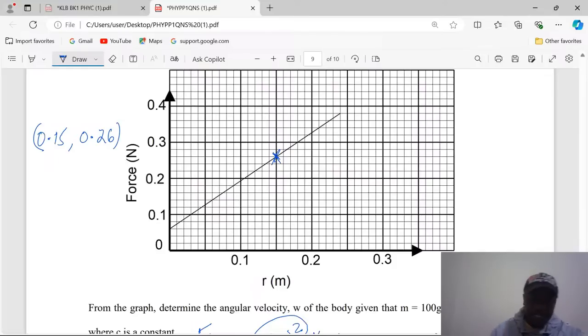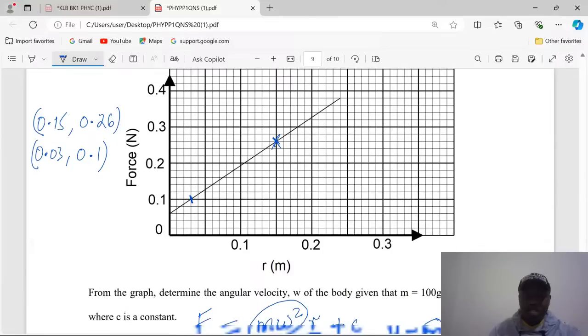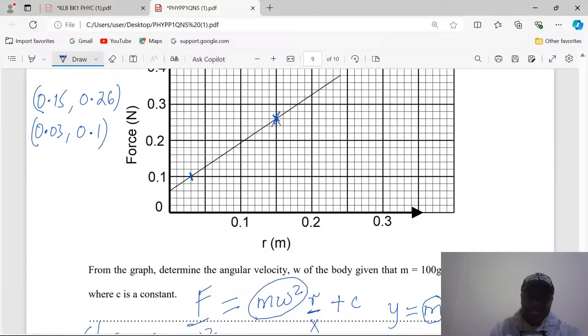That's the coordinate. Another coordinate can even be read from a point like this. At this point, we can have a point like 0.03 and 0.1. That's a coordinate. So with these two coordinates, we can determine our slope.